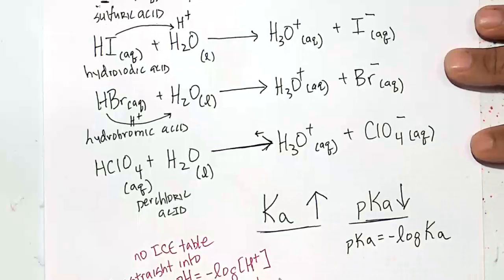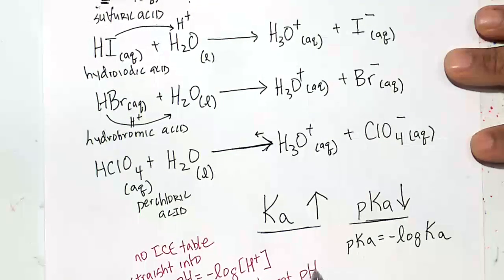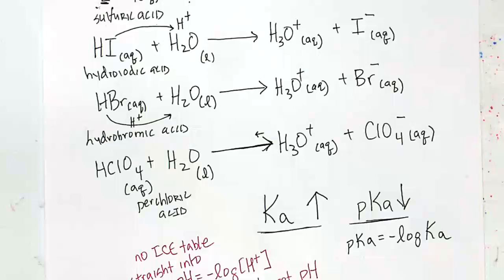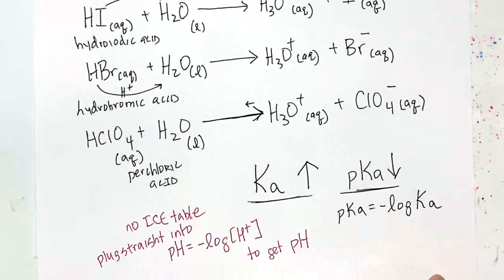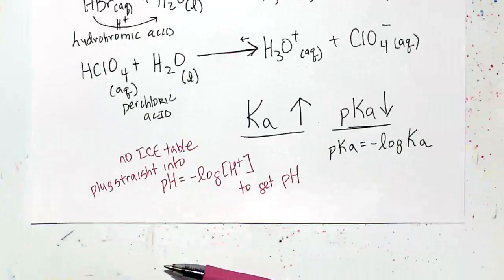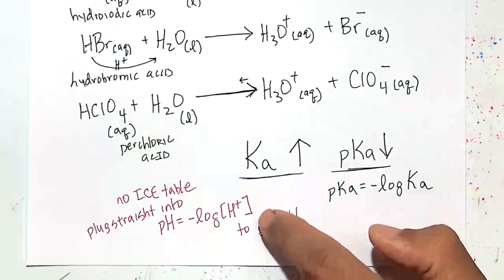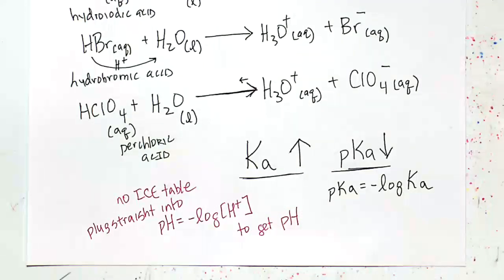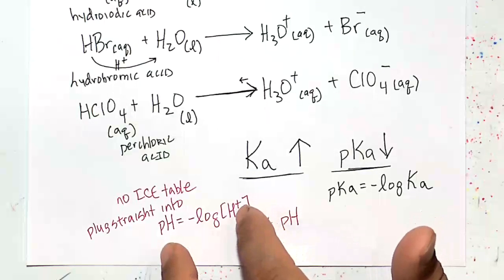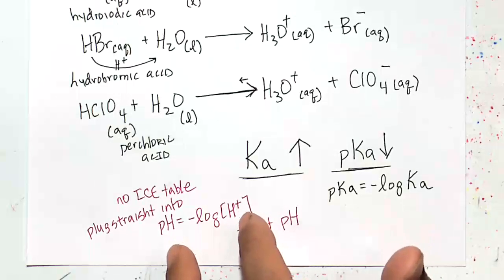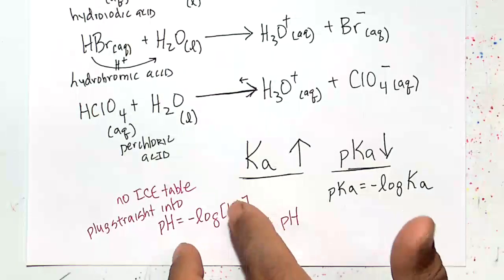Into this to get pH. Okay, only these 6. What happens if I ask you the pH of 1 molar hydrochloric acid? How will you find the pH of 1 molar hydrochloric acid? What is the H plus concentration? It's 1 molar because it's 100% source of H plus. So you just plug it straight in.